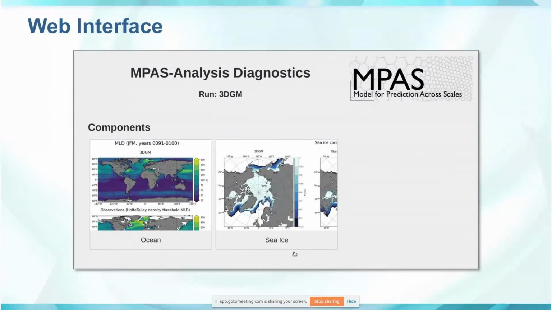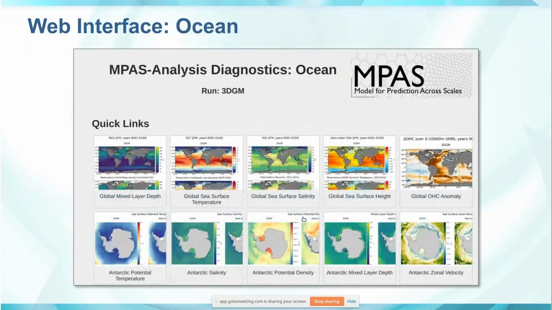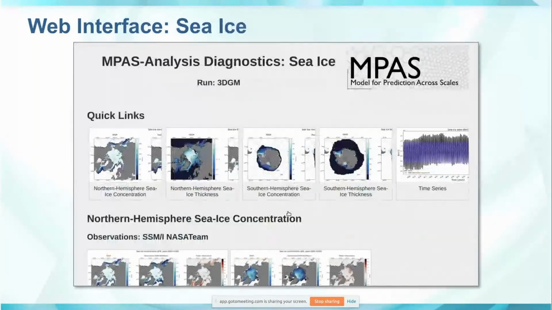So there's a typical main page, just a link for each of the two components, ocean and sea ice. And then at the bottom, we have some provenance that's helpful for recreating that simulation if you needed to. So basically what command was run, which version of the analysis, if it's from GitHub, which hash, and then the config files that were produced. So that's all helpful for recreating it. And then there's an ocean page with a bunch of quick links to different types of analysis that I'll look at in a moment. And a corresponding sea ice page with more limited analysis, but still these quick links to the different types of analysis that we have.